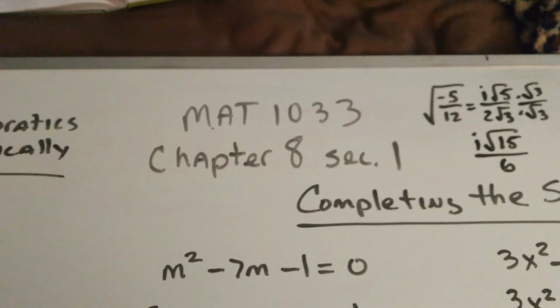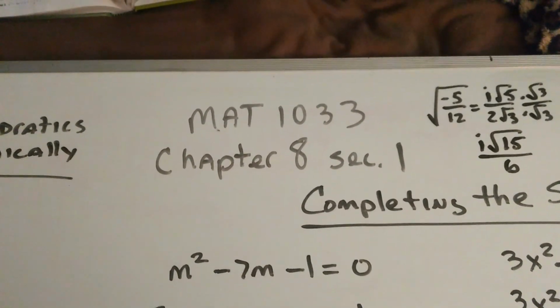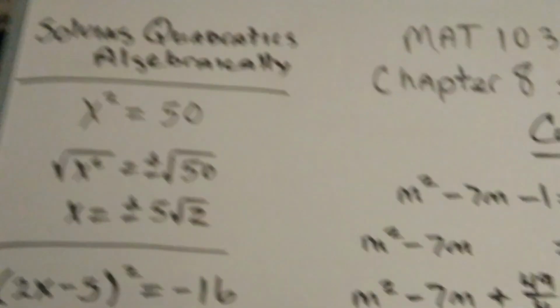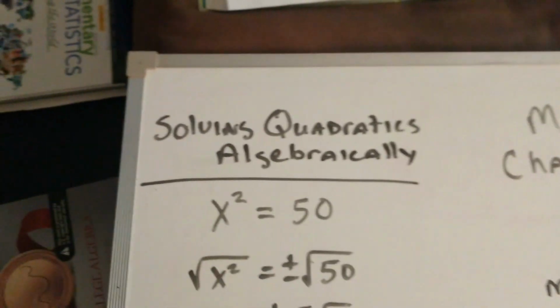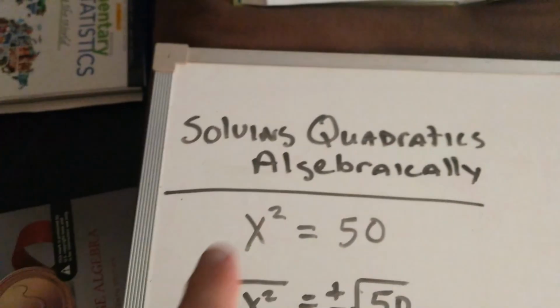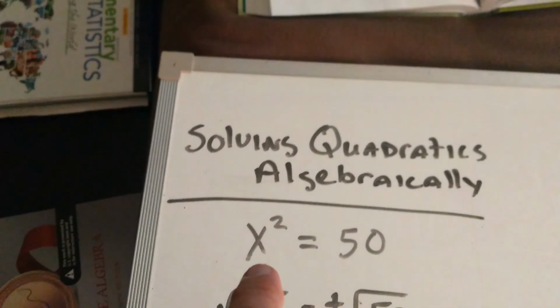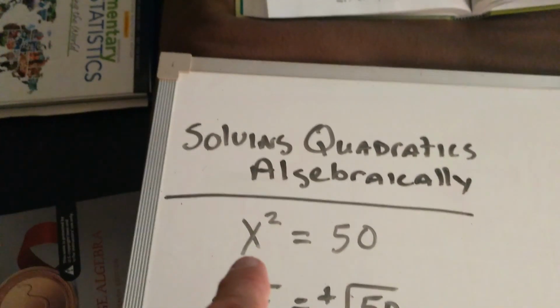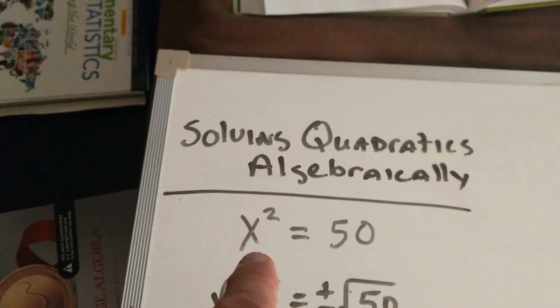Intermediate Algebra, I'm at 1033. This is Chapter 8, Section 1. The first part of this section deals with solving quadratics algebraically. Remember that a quadratic is a problem that has a variable to the second power, and that's the highest power they have.